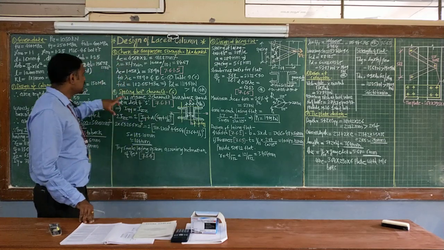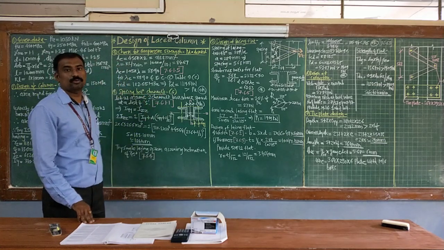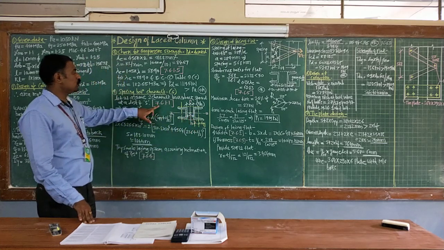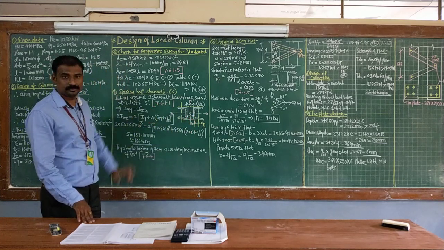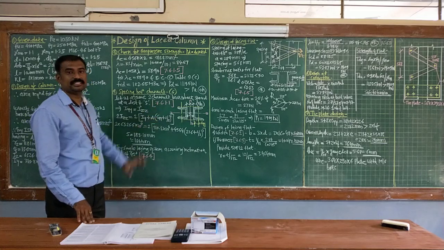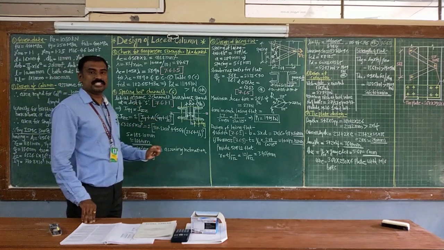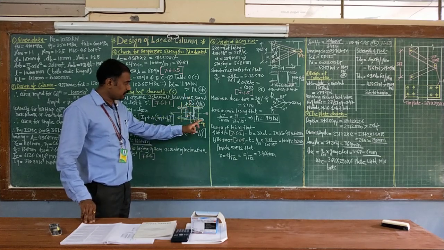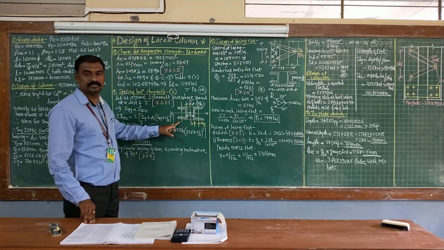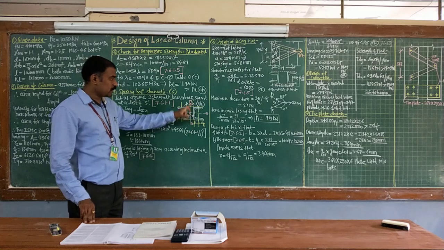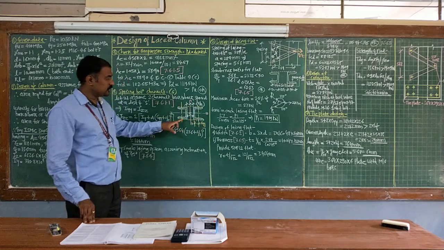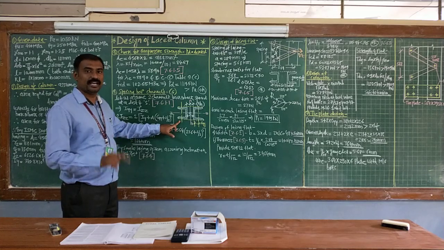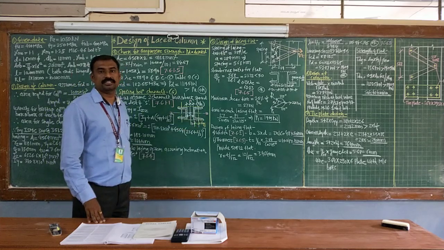Now starting with the spacing between the channels. At what distance should your channel be spaced? For that, according to clause number 7.6.1.1, the radius of gyration or moment of inertia about the axis perpendicular to the plane of lacing, that is the y axis, should be at least equal to the moment of inertia about the axis parallel to the plane of lacing. Correct?